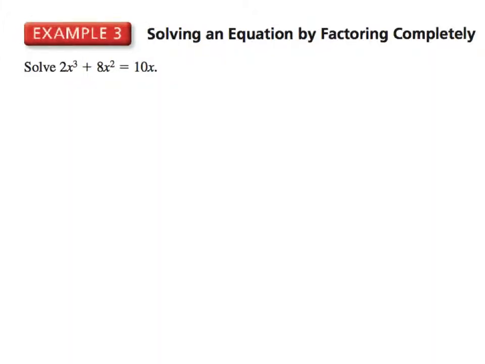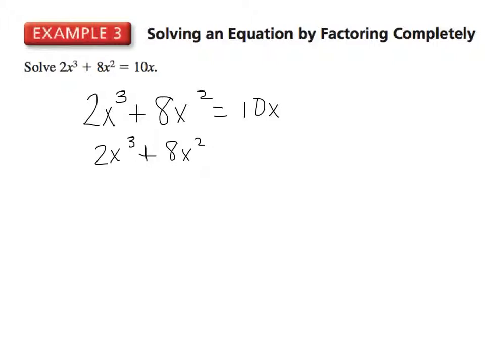And here's what I love. Putting it all together within an equation. So let's solve this equation. 2x to the third plus 8x squared equals 10x. Step 1. Get the equation solved for 0 and put it in standard form. So I need to subtract 10x on both sides. That would give me 2x to the third plus 8x squared minus 10x equals 0.